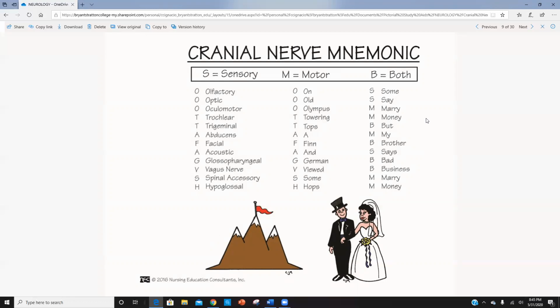Okay. Cranial nerve number 11, the accessory nerve. It deals with its motor, the throat, neck muscles, and the upper back. Cranial nerve number 12 is hypoglossal, and that's motor and tongue.